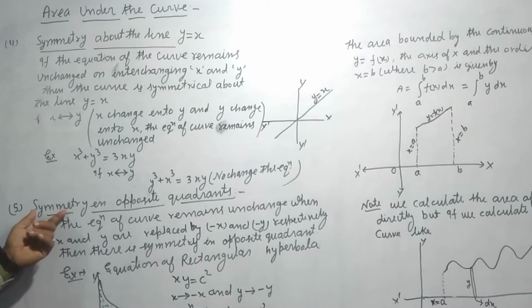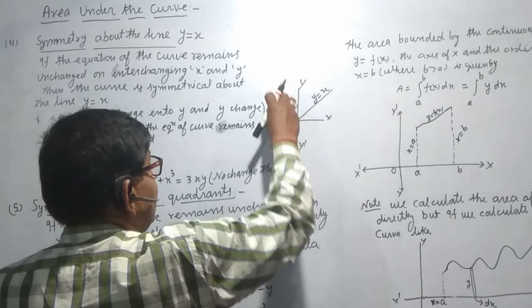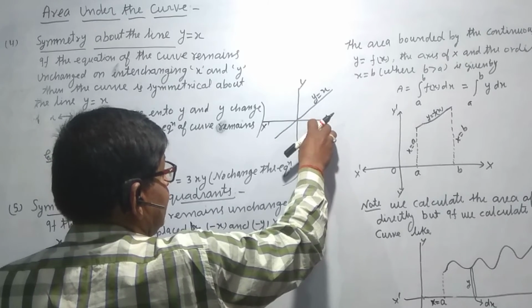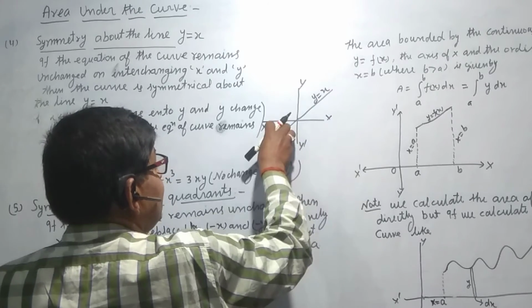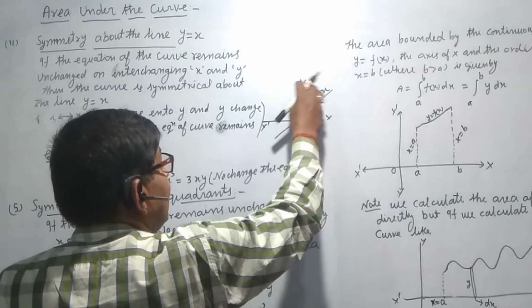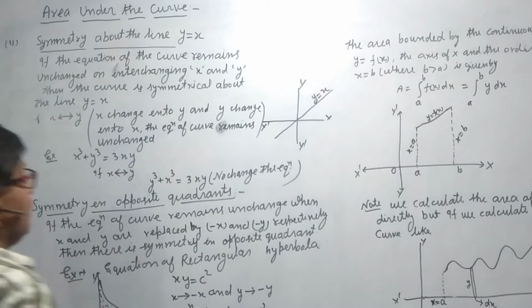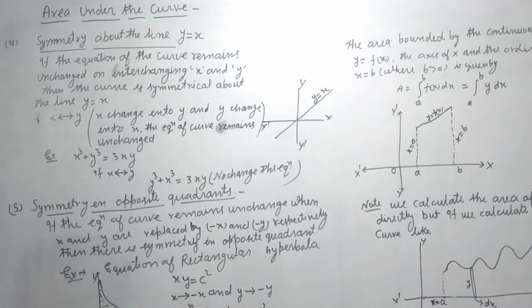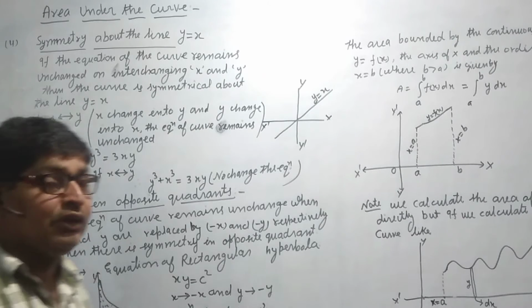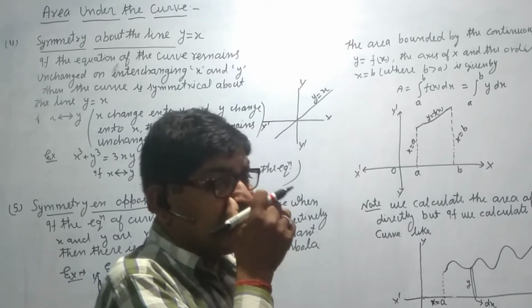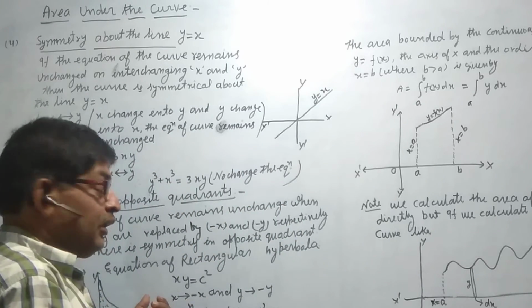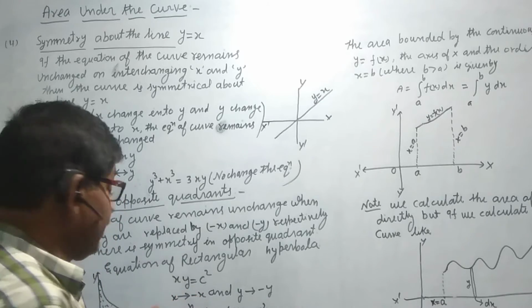Now symmetry in the opposite quadrants. This is the first quadrant, second quadrant, third quadrant, and fourth quadrant. Opposite of this is this, opposite of this is this. So if the equation of the curve remains unchanged when x is replaced by minus x and y is replaced by minus y, then there is symmetry about the opposite quadrants.